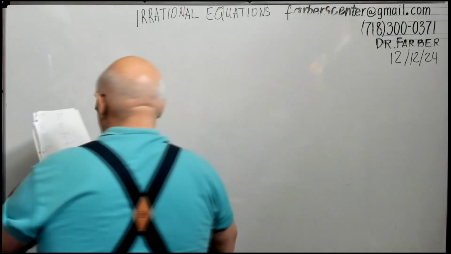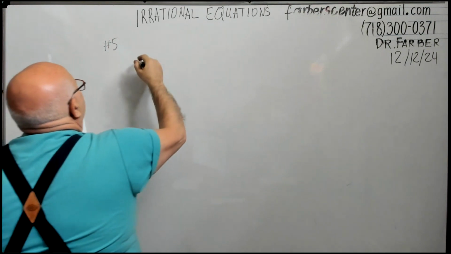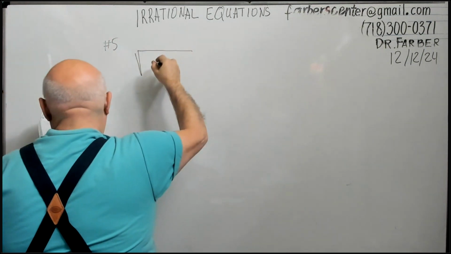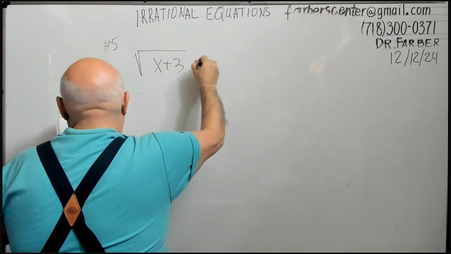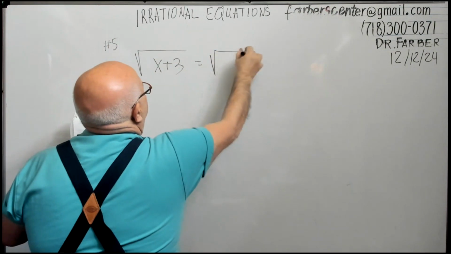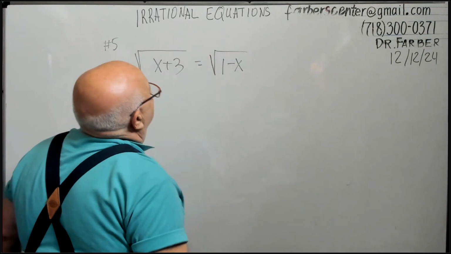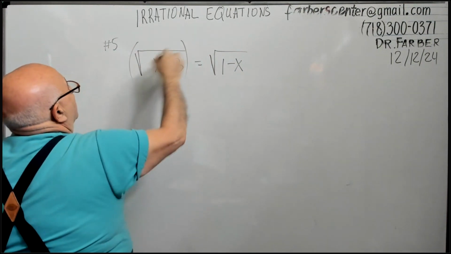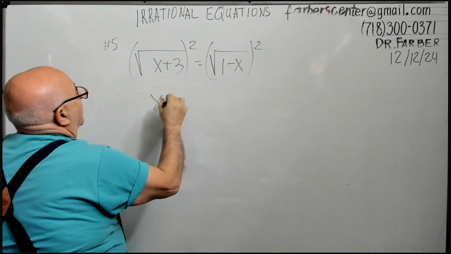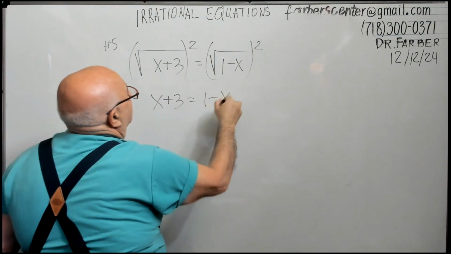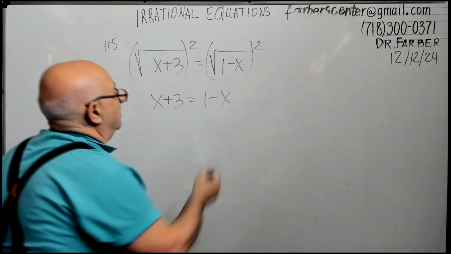For instance, square root of x plus 3 equals square root of 1 minus x. Like this, right? Well, they are already isolated. Put both parts to the second power. And x plus 3 equals 1 minus x. No radicals. And this is an ordinary equation.